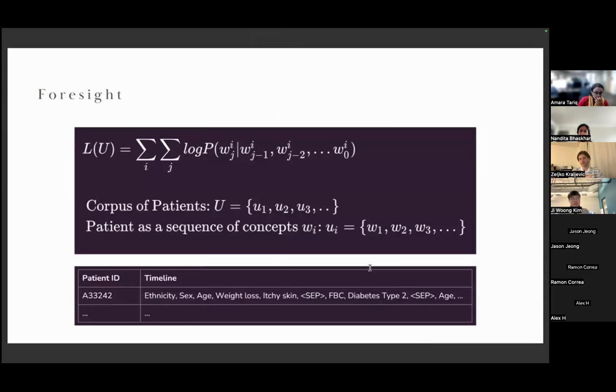And this is just to formally write that it is the standard language modeling objective, but instead of words, every one of the tokens is in fact a concept. So it is almost the simplest thing you can imagine to switch a GPT model to be able to work with biomedical concepts.